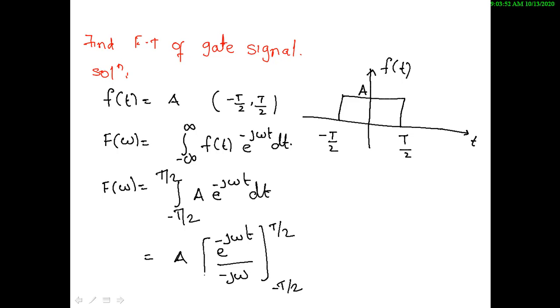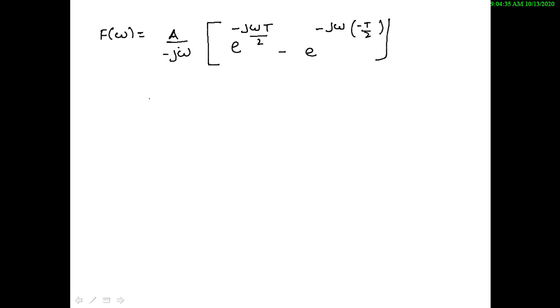Right, now let us substitute the values in this. We'll be getting my F of omega is equal to A by minus j omega, I'm taking it outside. I'll be putting the upper limit and the lower limit. In place of small t, I'll be putting capital T by 2, minus e power minus j omega minus T by 2. Okay, now let me solve it once again.